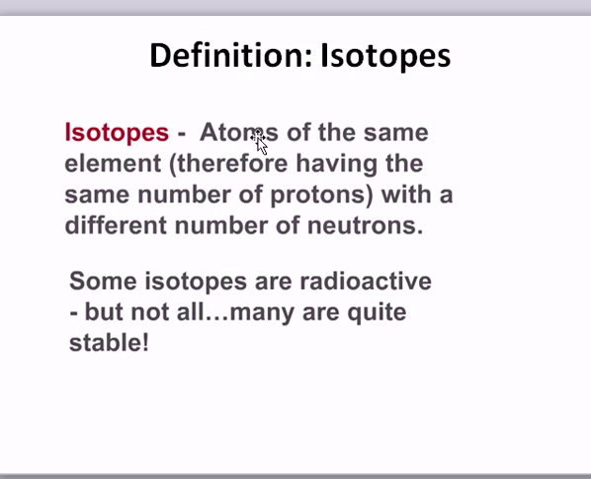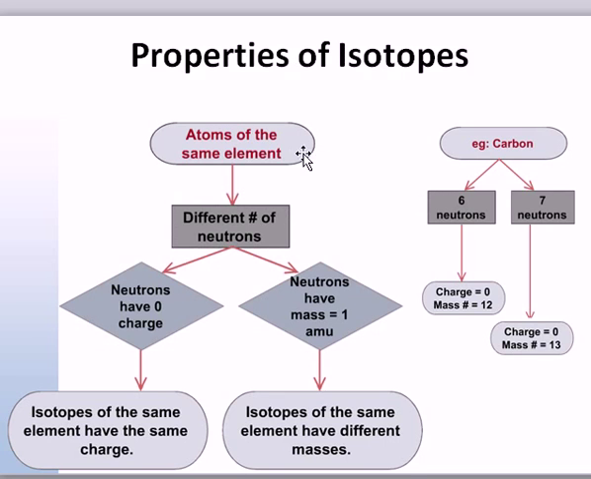Isotopes are the atoms of the same element, so they have the same number of protons, but they have a different number of neutrons. This is the critical thing. And of course some isotopes are radioactive, but not all of them. You can think of this flow chart to help you. So atoms of the same element, but if they have a different number of neutrons, this is not a charge issue, because neutrons have zero charge, but they do have mass. And so isotopes of the same element have different masses, but isotopes of the same element have the same charge.